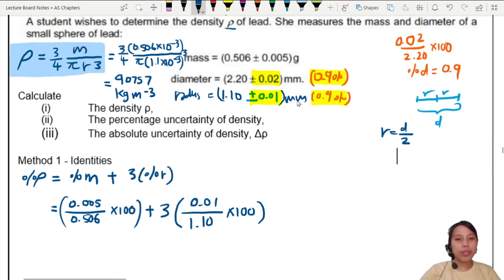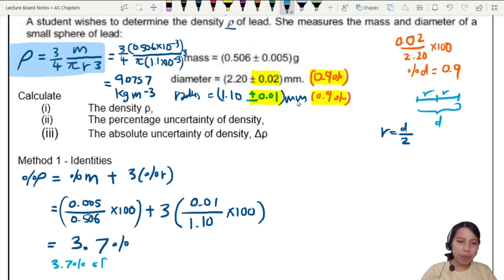Alright, anyway, let's continue our calculation down here. What do we get down here? Add together the uncertainty, percentage. We should get roughly a value of 3.7%. What does this mean? It means 3.7% of your value is the absolute uncertainty.